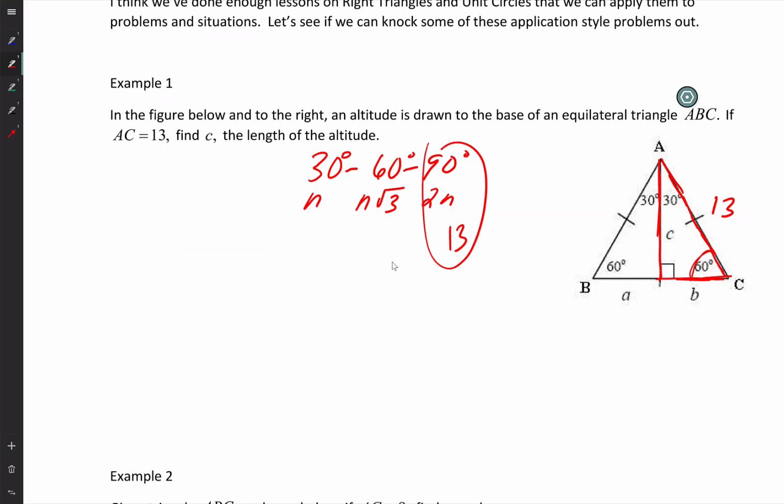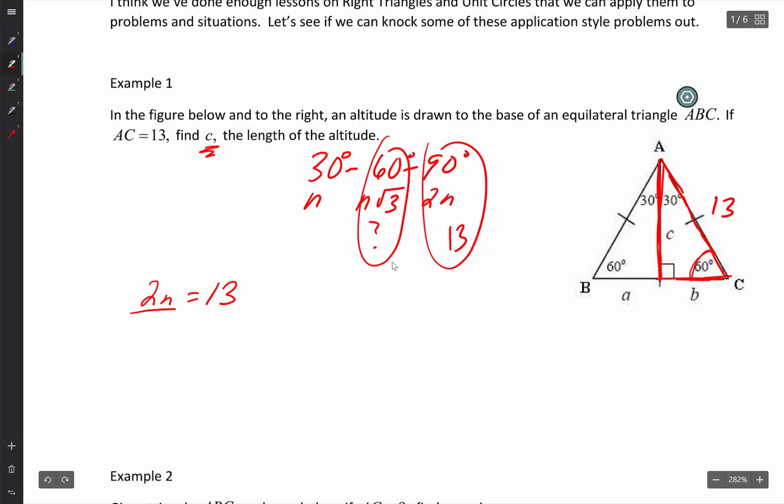So they want to know what this height is, C. That's what they want to know, this guy, question mark. So here's what we're going to do: we're going to find n. We have 2n equals 13. Divide by 2, n equals 13 over 2. Now that I have that, multiply by the square root of 3.